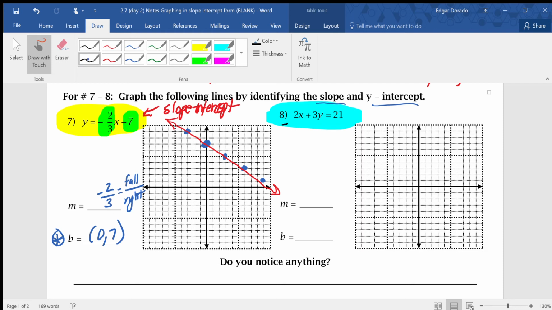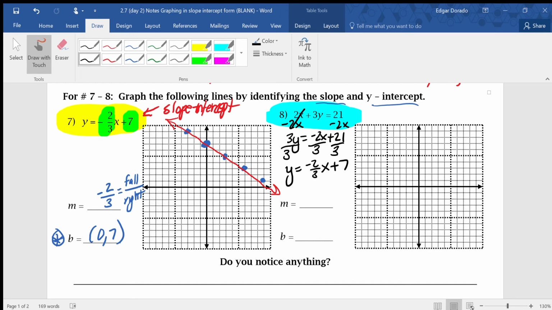So we get, let's see, subtract 2x. I get 3y equals -2x plus 21. Divide by 3, divide by 3, and divide by 3. So I get y equals -2/3 x plus 7.